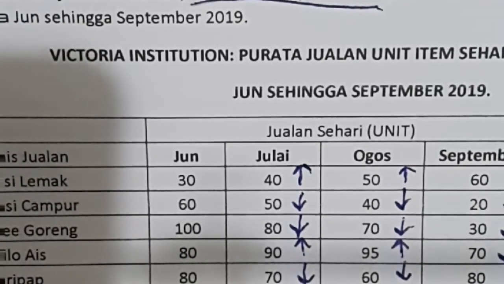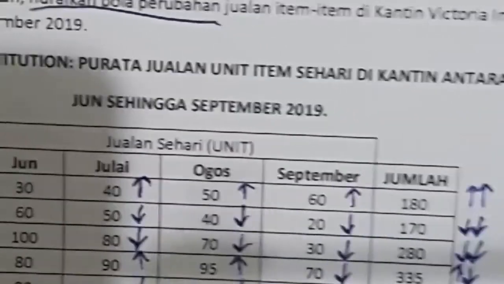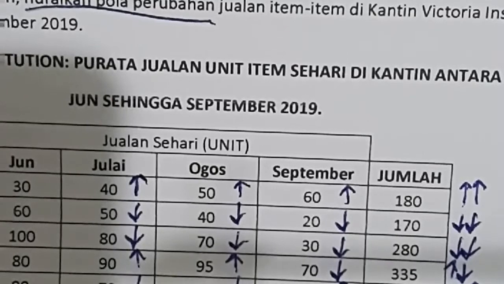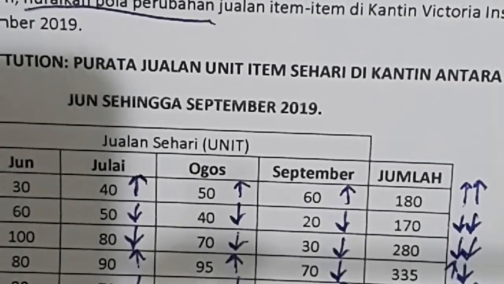And then this one menurun as well. And then this one also menurun. So, the jumlah mengalami pola yang menurun. Okay, pola perubahan yang menurun.